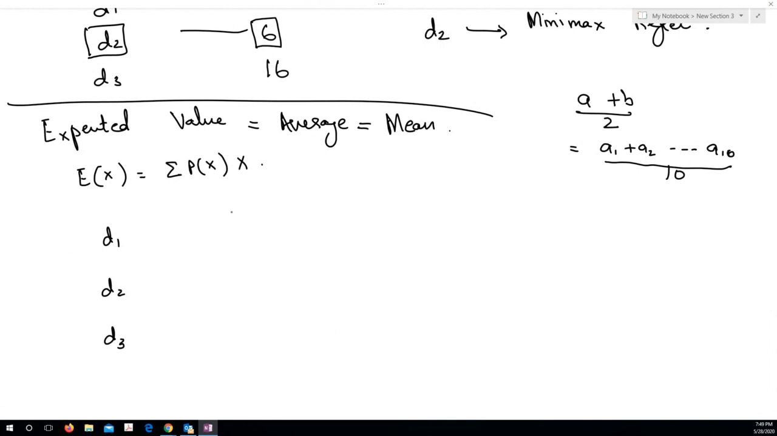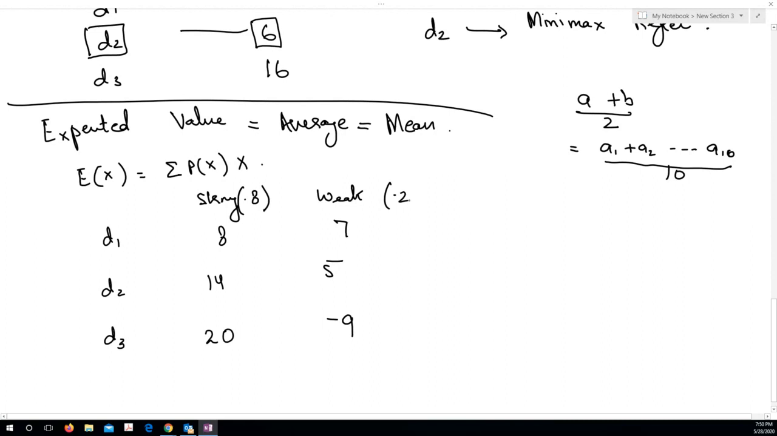So I'm trying to look for the payoffs again. Okay. Yep. So this is the strong market and this is the weak market. So this is 8, this is 14, this is 20, this is 7, this is 5, this is -9. Now we have more information: the probability of a strong market happening is 0.8 and this is 0.2.